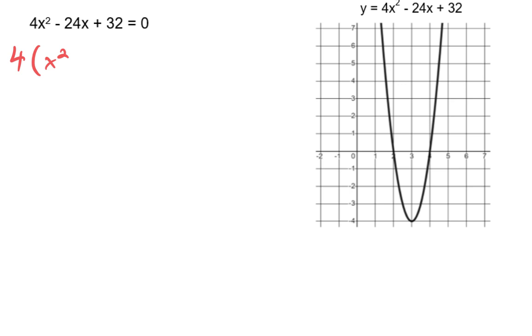We have x squared. Let's see, -24 divided by 4 is -6x. 32 divided by 4 is 8. So we've written this as 4 times x squared minus 6x plus 8. Now we want to factor this trinomial here that appears in the brackets. So how would we factor this? This is a simple trinomial.